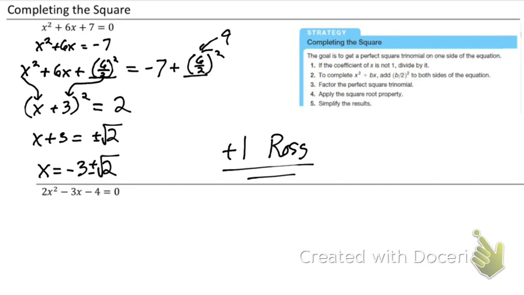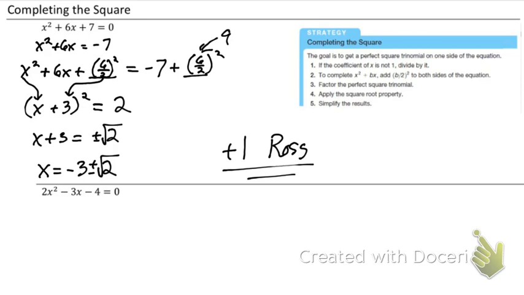Awesome. All right, so that's completing the square. Completing the square is ridiculously easy when your leading coefficient is 1, or it's something, and we'll talk about that in just a second, that can divide out nicely and evenly. That's when completing the square is really, really easy.